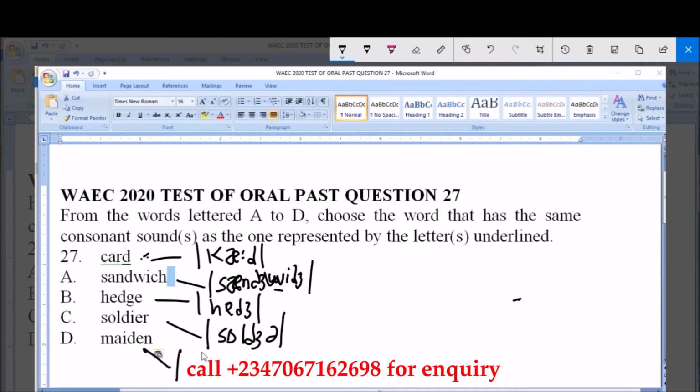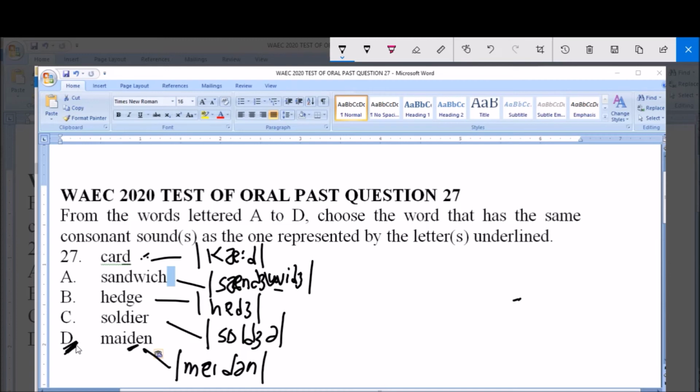Option D is pronounced as maid. Made. By this transcription, we find out that the letter D in option D is not silent, so it's pronounced as in the given word too. So option D is correct.